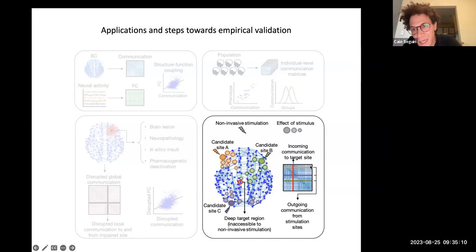And if you have this communication matrix, what it's telling you is, if you have a particular target, this column of the matrix is telling you which regions you might want to stimulate to have a greater chance that the stimulus you're inputting somewhere in the cortex is going to be carried over to the amygdala. And vice versa, a row of the communication matrix is telling you, if you stimulate here, candidate site A in orange, what is the effect that is going to have in the rest of the cortex.